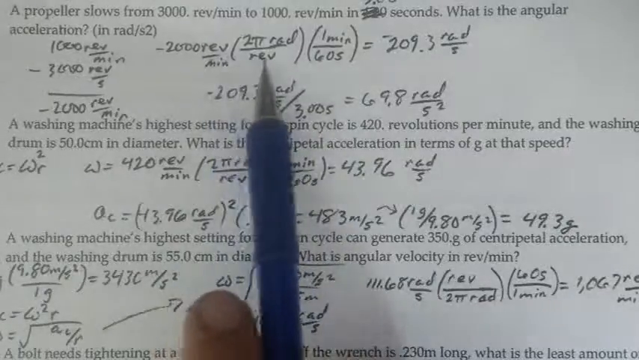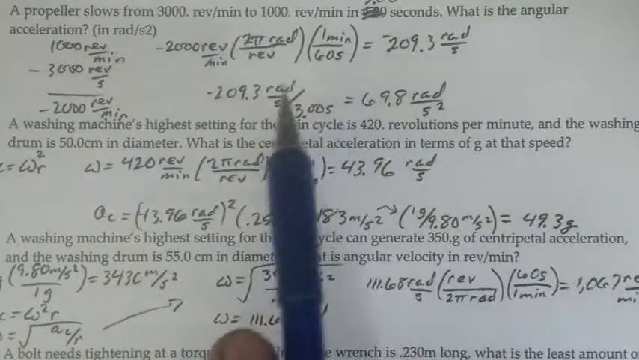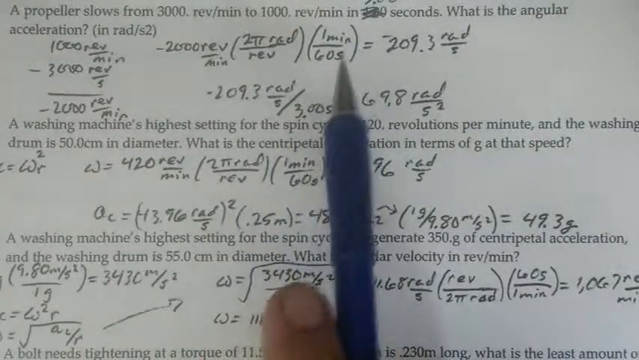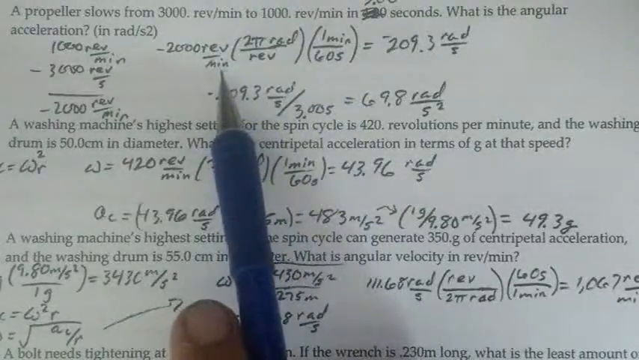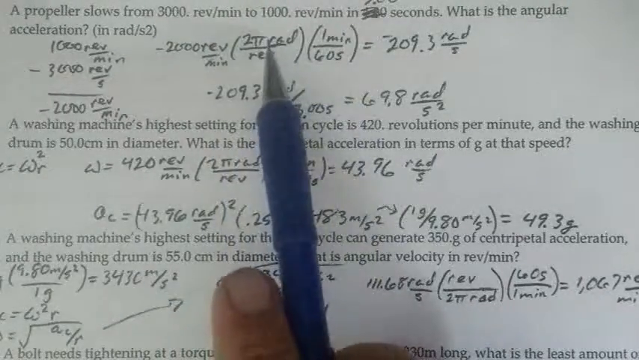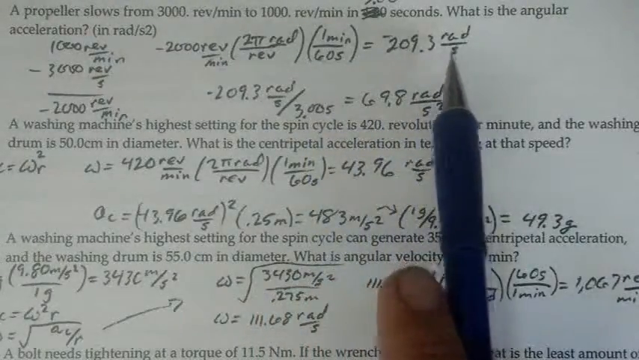This cancels out the revolutions. And I want it per second, so I want the seconds on the bottom. Plus, I know that I want to cancel out the minutes, so minutes must go on top to cancel out minutes on the bottom. Multiply by the top, divide by 60 on the bottom, should give you negative 209.3 radians per second.